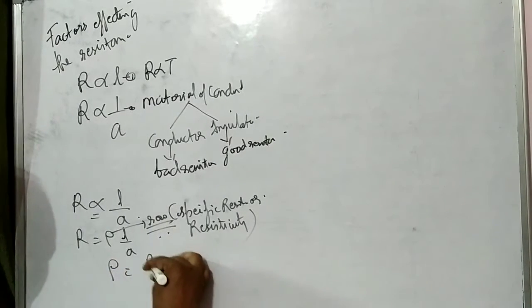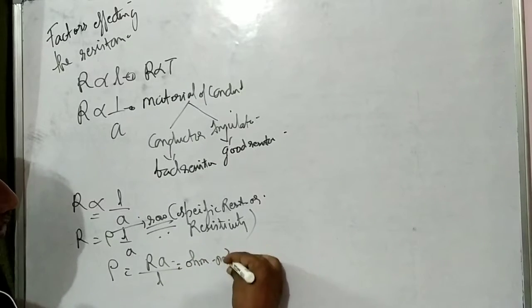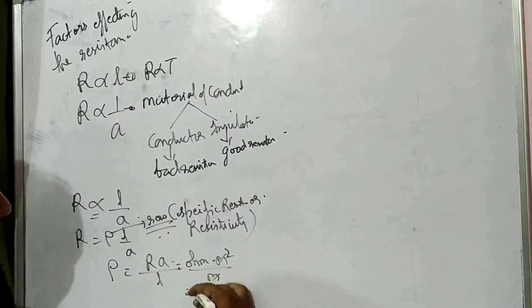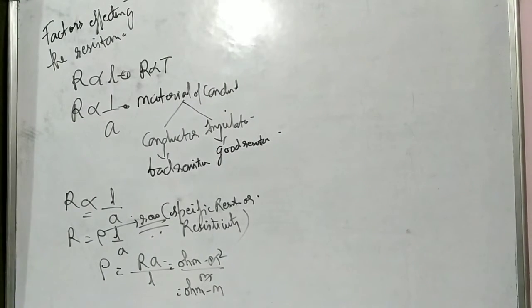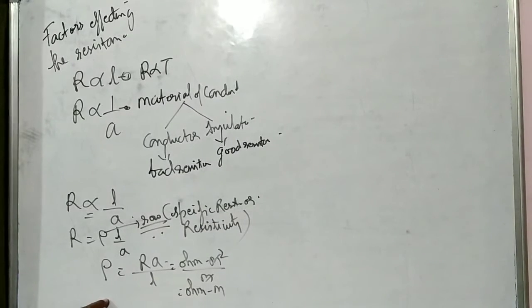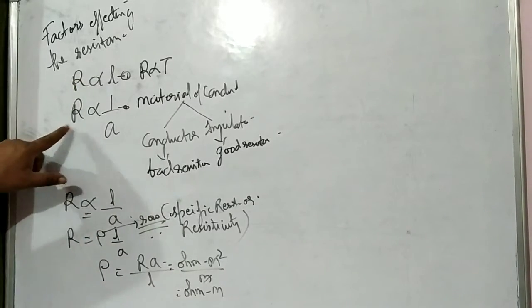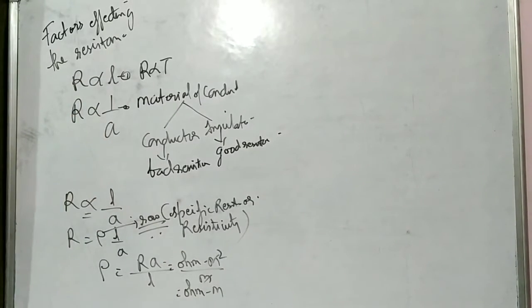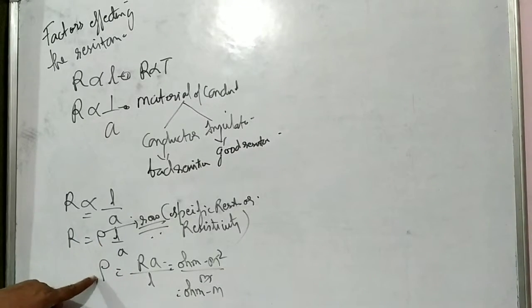Rho is equal to RA upon L. It is measured in ohm meter square upon meter. This is cancelled, and its unit is ohm meter. This is the symbol of resistivity. Is this clear or not? R is proportional to L, R is proportional to 1 upon A, inversely proportional. Combining these two, removing the proportional sign, one constant is kept, and that is the resistivity.